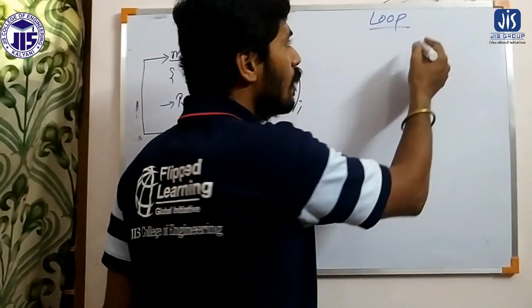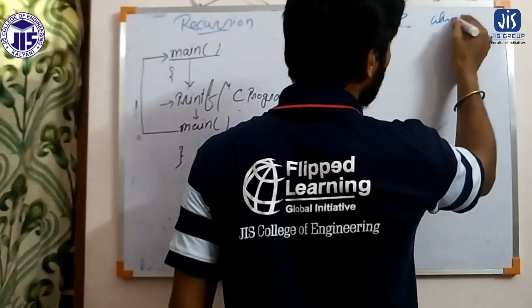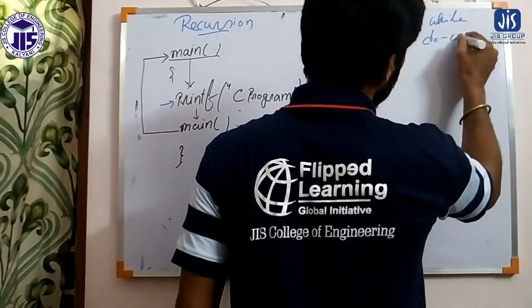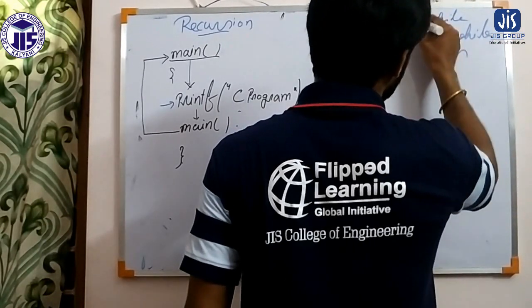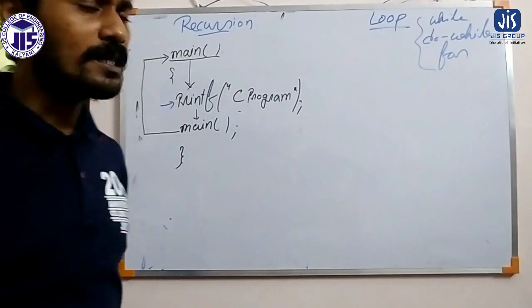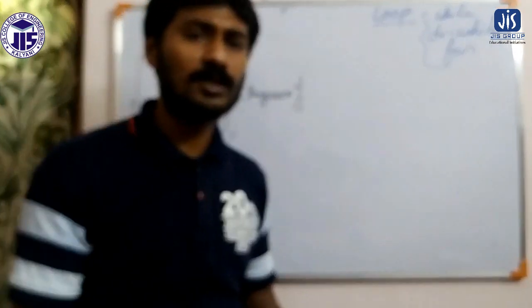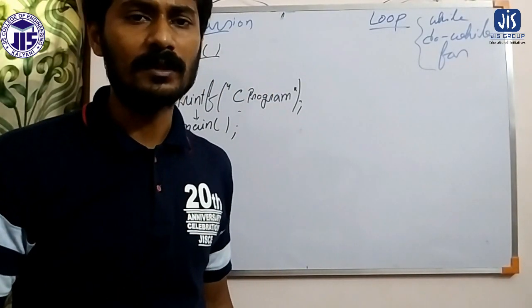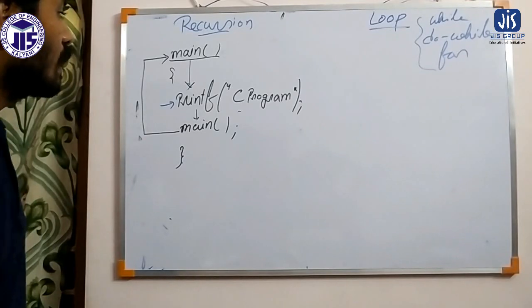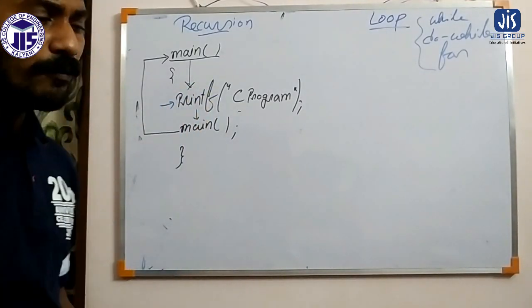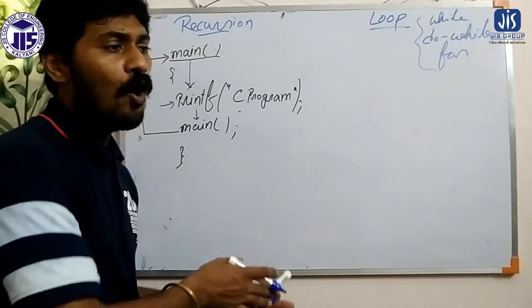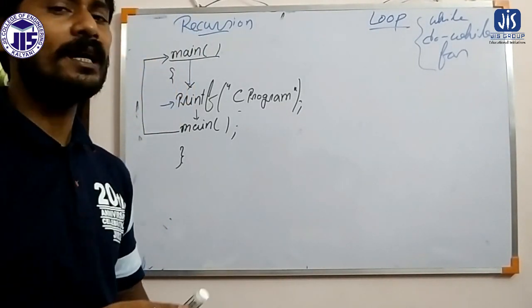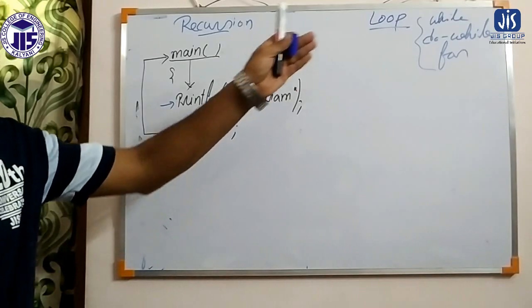In a loop also, it may be while, it may be do while, or it may be for, whatever loop it is, we can execute a set of statements repeatedly. And in the case of recursion also, if we are not applying any condition, or if the base value is not properly defined, then recursion will lead to an infinite loop, that I have shown here.